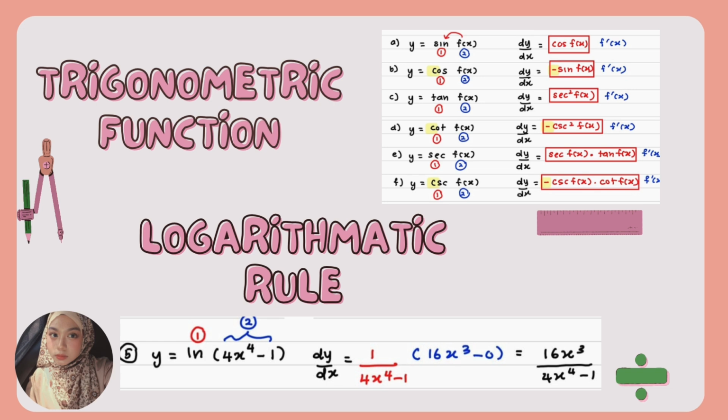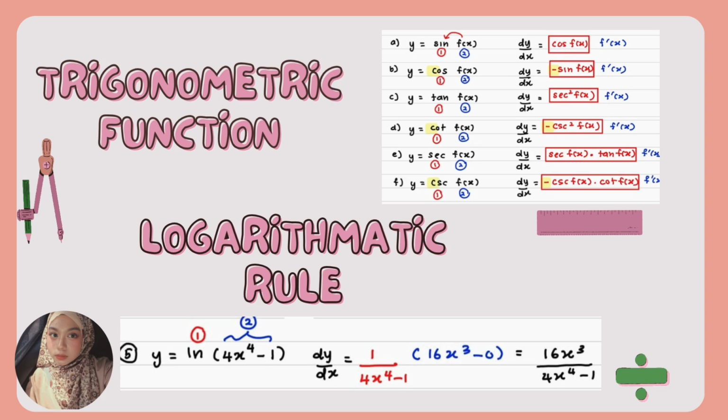So y is equal to 1 bracket for x with the power of 4 minus 1 and close bracket. So the result will be dy over dx is equal to 1 over 4x with the power of 4 minus 1. So to understand it better, you must label like this. So 1 is 1 and the 4x with the power of 4 minus 1 is 2. So for the result, it will be easy for you to do it like this. It will become 1 over 4x with the power of 4 minus 1.